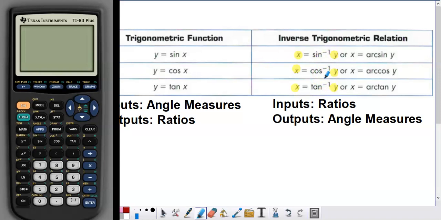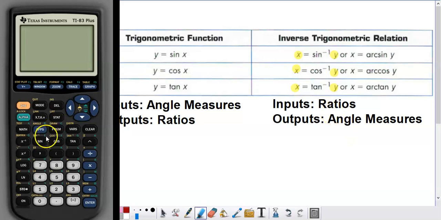But because it's so easy to misinterpret that -1 and assume that it's an exponent, certain textbooks, teachers, and professors are probably going to be using this notation as opposed to the notation that we've been using all along. Calculators are going to use what we've been talking about already, but you might see arcsine, arccosine, or arctangent. That's just a more clear way of representing inverse sine, inverse cosine, or inverse tangent. So pay attention to what your teacher or professor is asking you to use for your notation, what your textbook uses, and act accordingly.